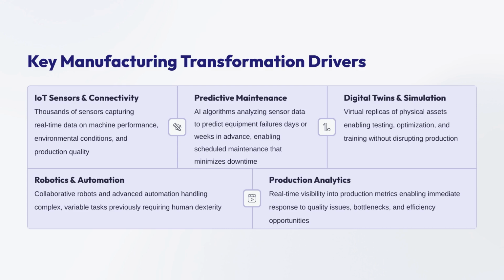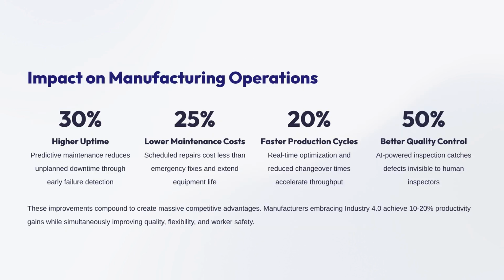Drivers include IoT sensors for real-time data, predictive maintenance, digital twins for simulation, advanced robotics and automation, and production analytics for immediate operational insights. Digital transformation in manufacturing delivers higher uptime, lower maintenance costs, faster production cycles, and better quality control. These compound to create massive competitive advantages through productivity gains.